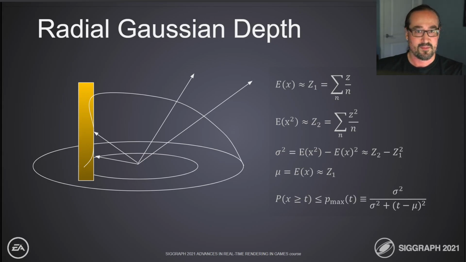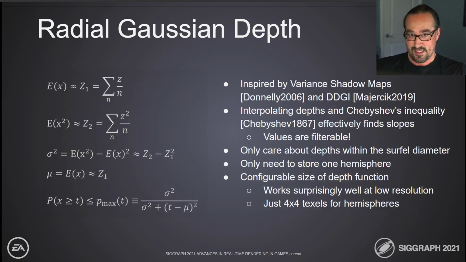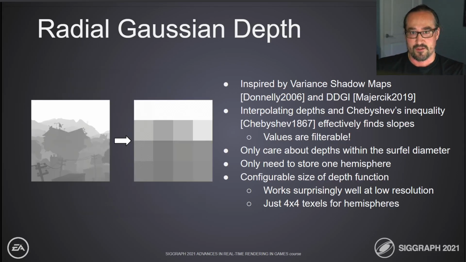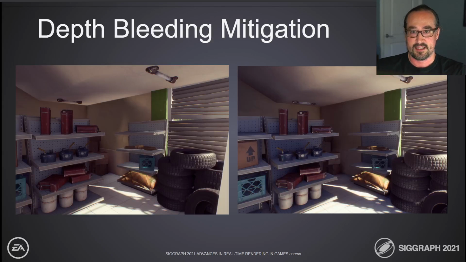This provides a smooth depth test that works great for recreating slopes in depth space. This technique is obviously inspired by variance shadow maps and DDGI. In contrast to DDGI, we only care about the depth within the surfel diameter, so we have a bit of a head start there. And we only care about the hemisphere. This, in combination with Chebyshev's inequality, works amazingly well, even with really low resolution depth functions. In our case, it's configurable, but most of the time we just use a 4x4 texel depth map per surfel hemisphere. And that's enough to get rid of the artifacts.